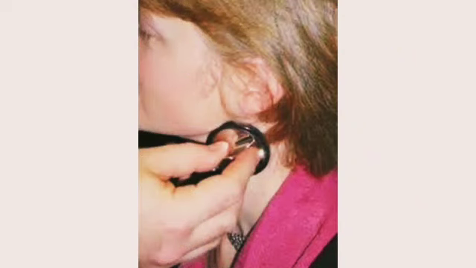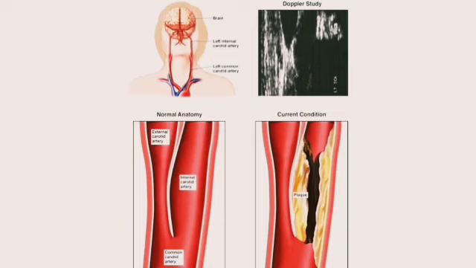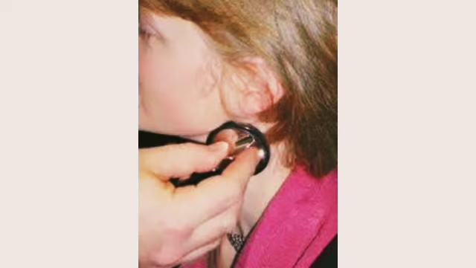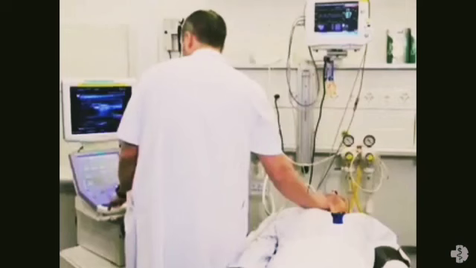Carotid bruit is an abnormal sound heard over the artery. It may reflect the turbulent blood flow. This could indicate carotid artery disease. It's important to realize that there is a small risk of stroke if there is a carotid plaque. It's important to check for carotid bruit before performing this procedure. Or you can use ultrasound and look for stenosis or atheroma.